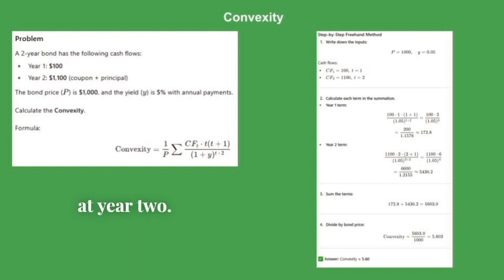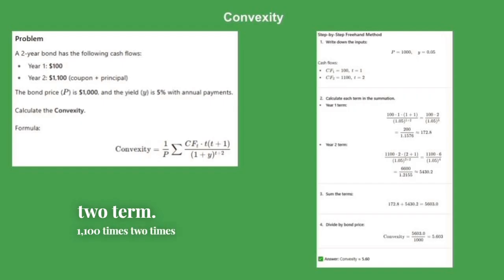1,100 at year 2. Step 1, calculate the year 1 term. 100 times 1 times 2 equals 200. Divide that by 1.05 raised to the 3rd power. 1.05 cubed equals 1.1576. 200 divided by 1.1576 equals about 172.8.